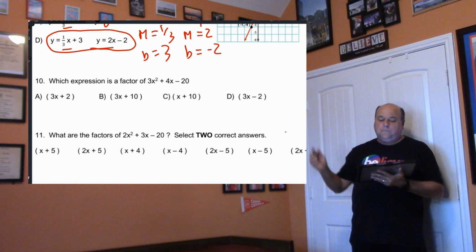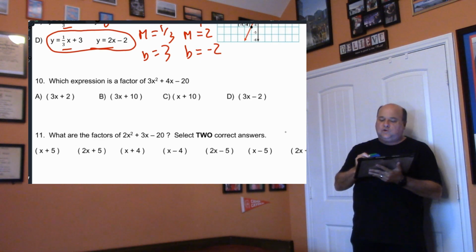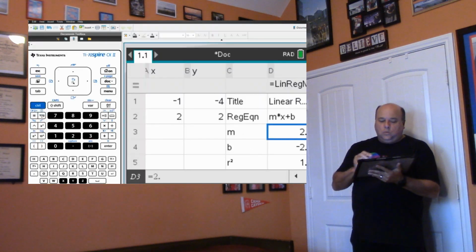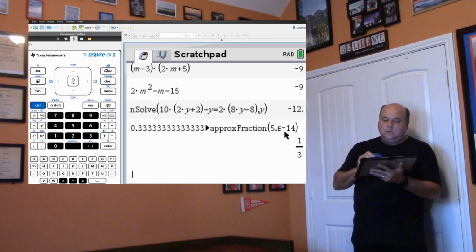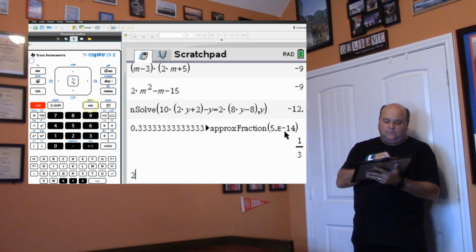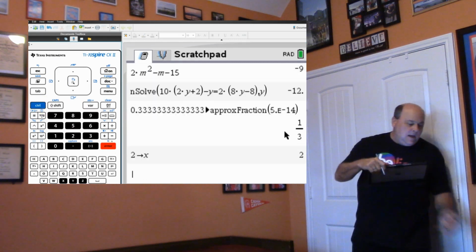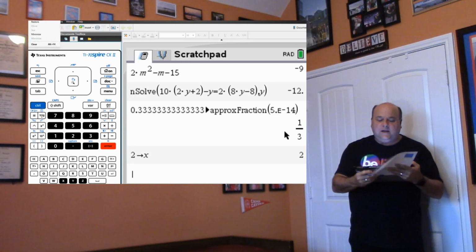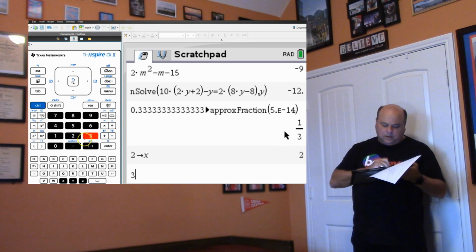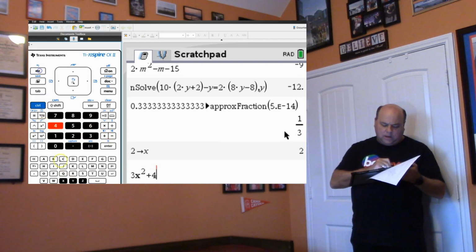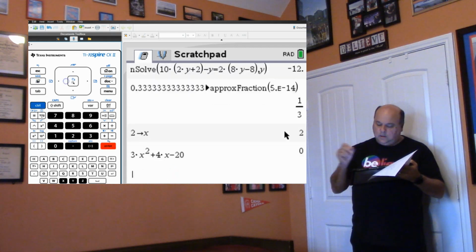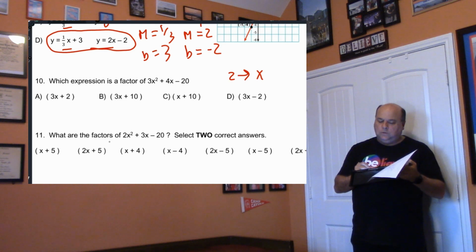Okay, and number 10. The factors of 3, same thing. We're going to store. So we're going to store 2 for X. So let's go to our calculator. We're going to go to calculate. We're going to store 2 for x, 2 control variable x. Now then, let's type in the problem: 3x squared plus 4x minus 20. Hit enter, and I get 0. So I'm going to go to here, put equal 0.